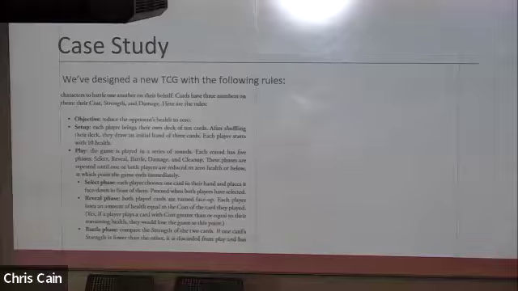In the select phase, you choose one card from your hand and place it face down in front of you. When both players have selected, you move on to the reveal phase, where both cards are turned face up. Each player loses an amount of health equal to the cost of the card that they played. So you lose health for the cost of the cards that you play.